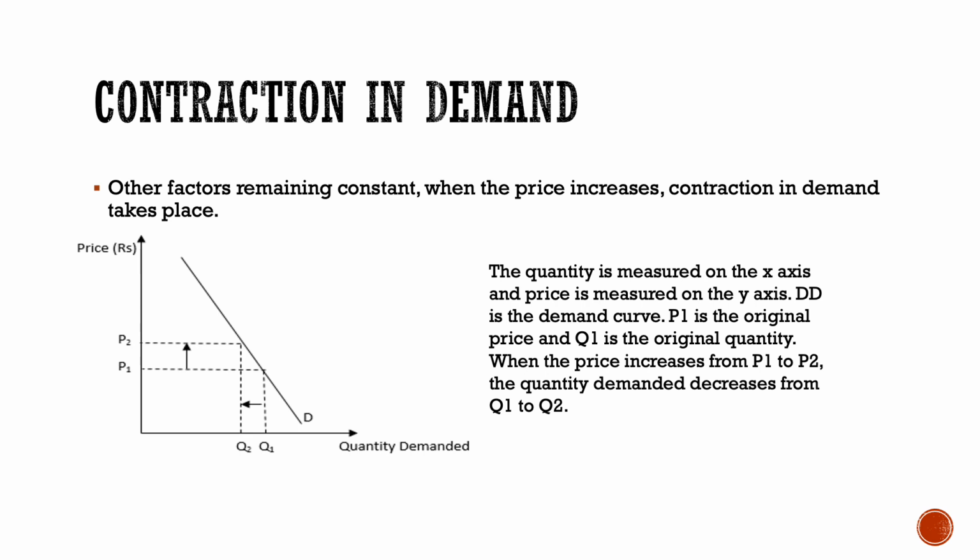Look at the quantity demanded. What is happening to the quantity demanded? The quantity demanded is decreasing. When the price increases from P1 to P2, the quantity demanded decreases from Q1 to Q2. So here the demand is moving on the same demand curve. It is not shifting to the right or to the left, but the demand is moving on the same demand curve. This is called the contraction in demand.